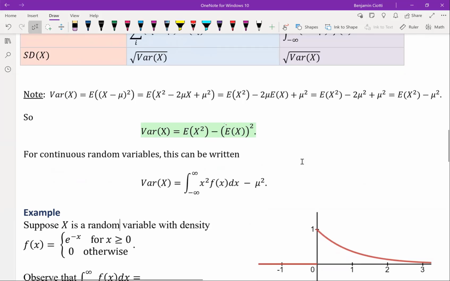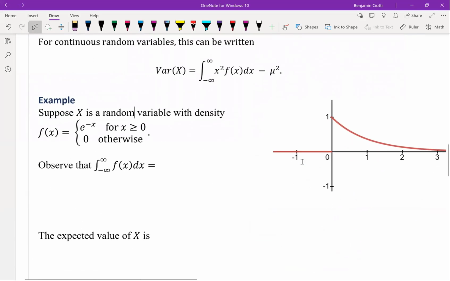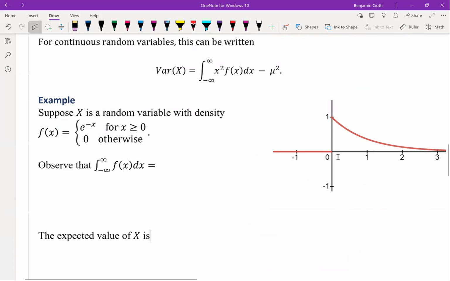Okay, so let's get to some examples. Suppose that x is a random variable with density given by e to the negative x for x positive, and 0 otherwise. So here's the graph of this probability density. You can see it's 0 to the left of the origin, and it's this decaying exponential to the right.